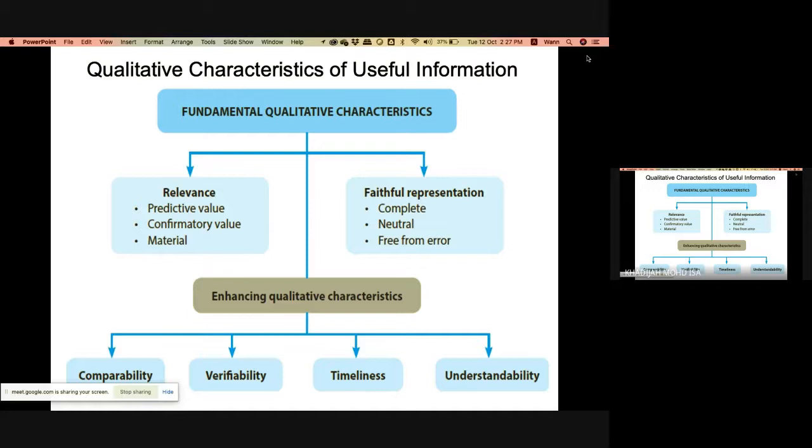And then, of course, the financial statement must also be free from error, because if it provides wrong information, it will consequently make the users make a wrong decision. Because the information provided is wrong, you might make a wrong decision.